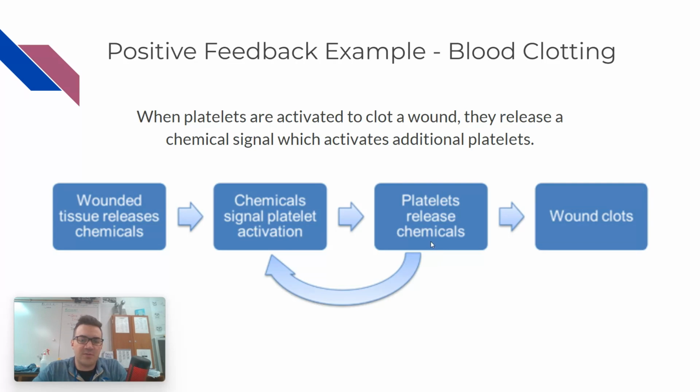So those same chemicals are causing additional platelet activation. So this accelerates the process so that you can quickly clot the wound, right? So you don't wind up continuing to bleed and bleed. We want this to happen quickly. And so a positive feedback loop like this, this is the loop right here, helps us clot that wound up quickly.